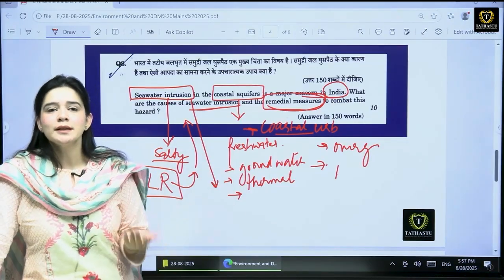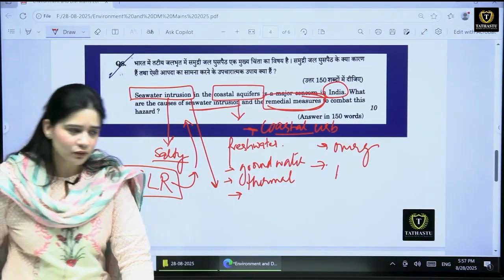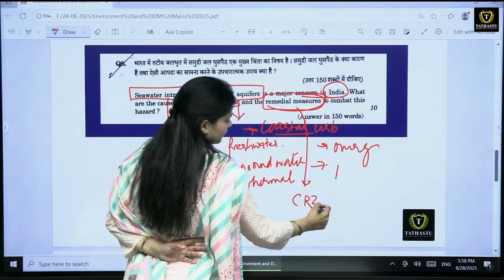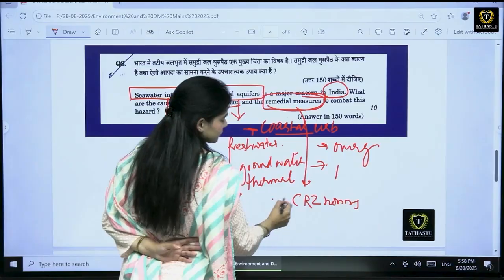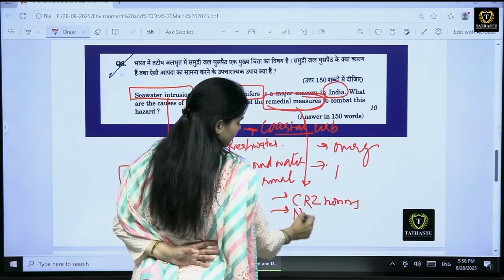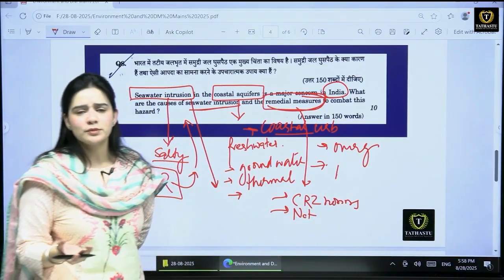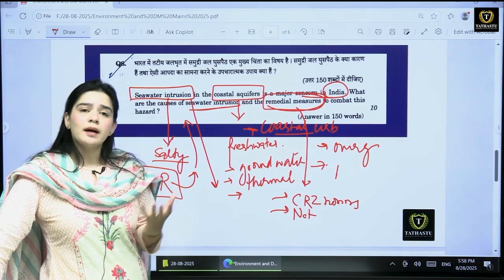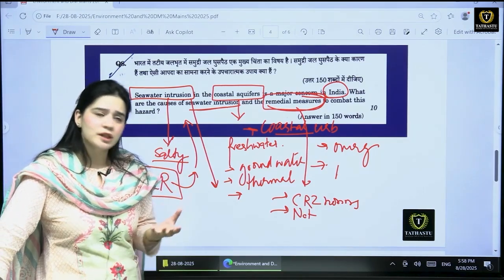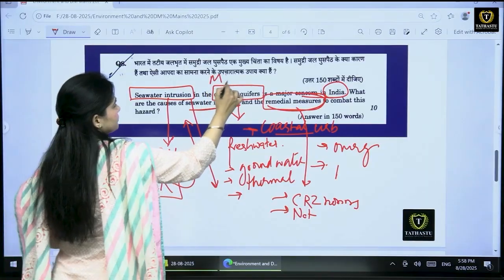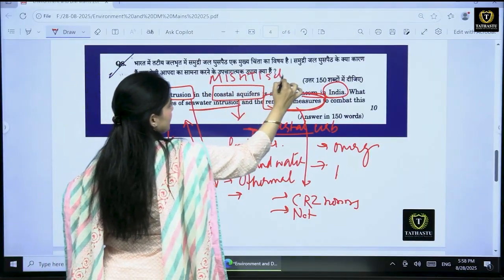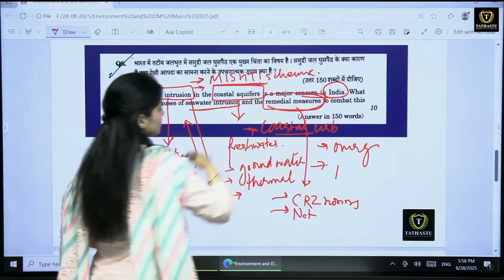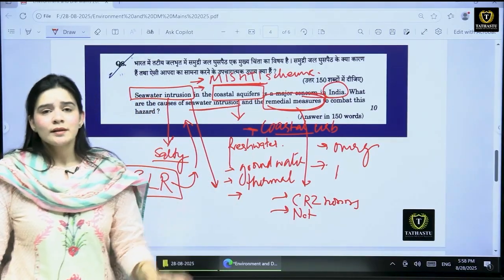Now, what should be the remedial measures for that? We have the coastal regulation zones, okay, CRZ norms are there, that needs to be followed. We have the National Coastal Management Plan, we will follow its guidelines. Then for the mangroves, what we can do? We have the Mishti scheme that is there.